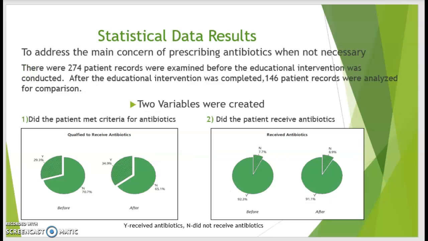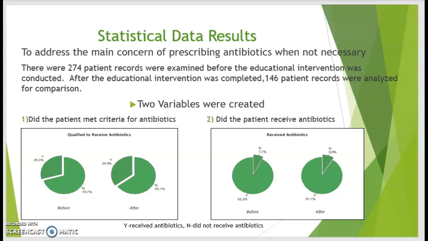To address the main concern of prescribing antibiotics when not necessary, 2 variables were created. The first variable was to determine if the patient met the criteria to receive antibiotics, and the second variable was to determine if the patient ultimately received antibiotic treatment. Data was collected via chart audit on patients who were treated by providers to determine if the proportion of prescription medication usage was impacted after the provider's educational intervention was completed.